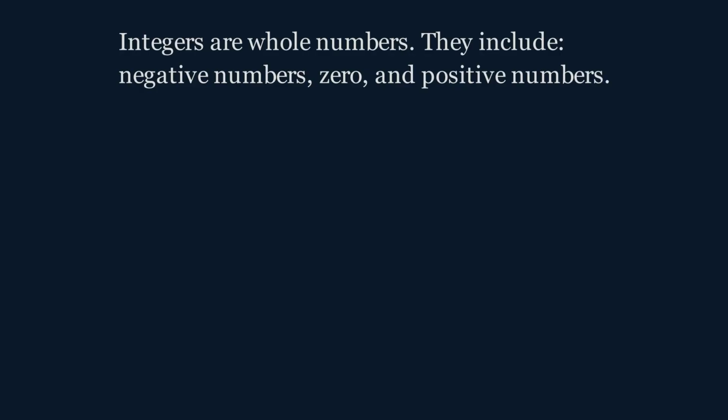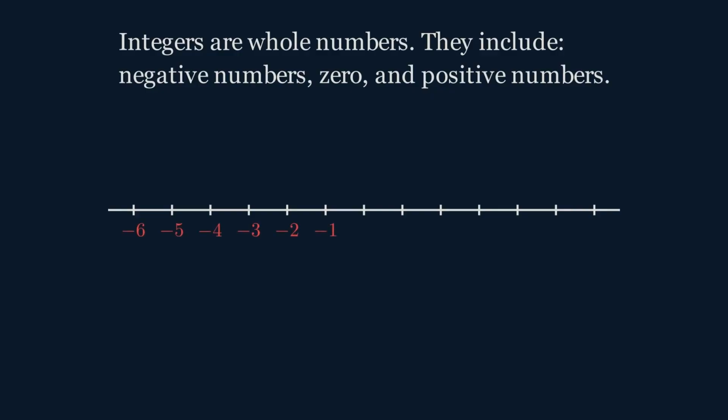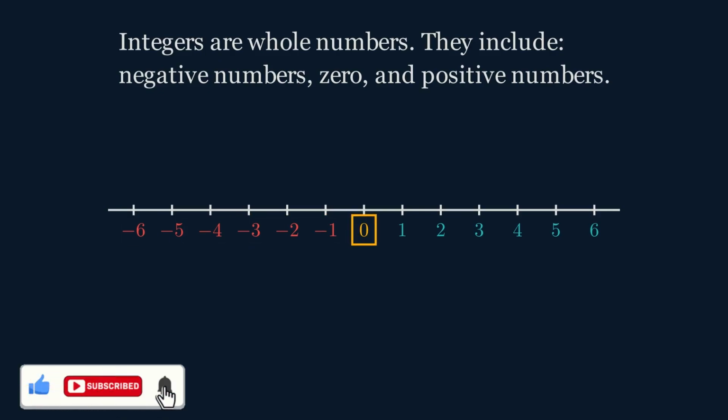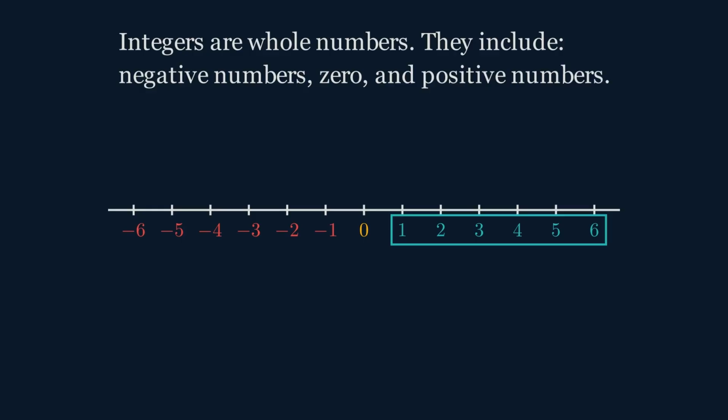Simply put, integers are whole numbers. They don't include fractions or decimals. They are made up of three parts. Negative numbers on the left, 0 right in the center, and positive numbers stretching out to the right.